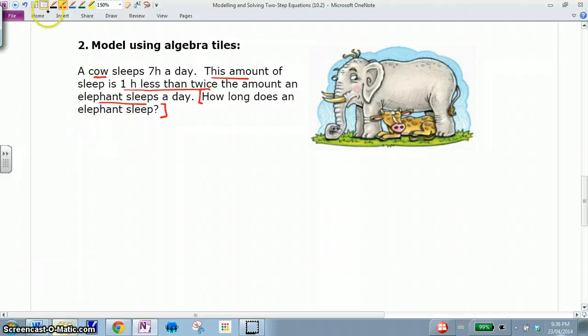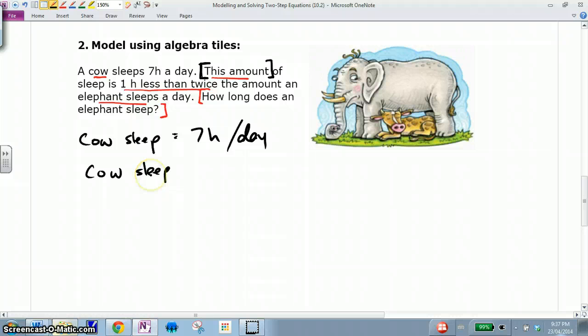It tells us the cow's sleep equals 7 hours a day. It also tells us this amount. So we're going to make another statement actually about the cow sleep, and I'm trying to translate the written into some math. So it says this amount. So I'm going to write that again. Cow sleep. This amount of sleep is equal to 1 hour less than twice an elephant sleeps. And we haven't actually defined the elephant sleep yet, but we see in the question that we don't know it. So elephant sleep, we'll just say equals E.